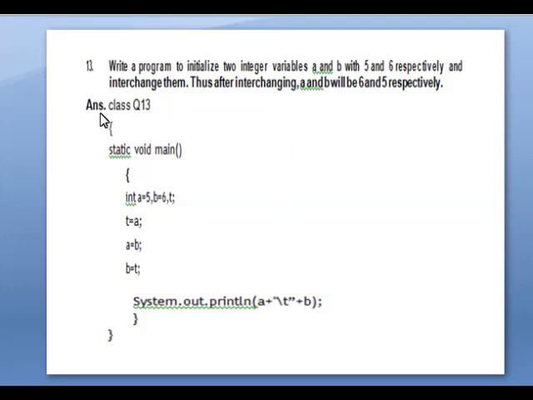Question number 13, static void main, open curly braces, int a equal to 5, b equal to 6, and another variable, that is the temporary variable here. First we will take the temporary variable as a: t equal to a. t equal to a means what value is stored in t? 5. Okay, a equal to b. a equal to b means what value is now stored in a? 6. b equal to t. What value goes into b? The value first stored in temporary, 5. So here we have to print the value of a and the value of b. It has changed, it has been interchanged.